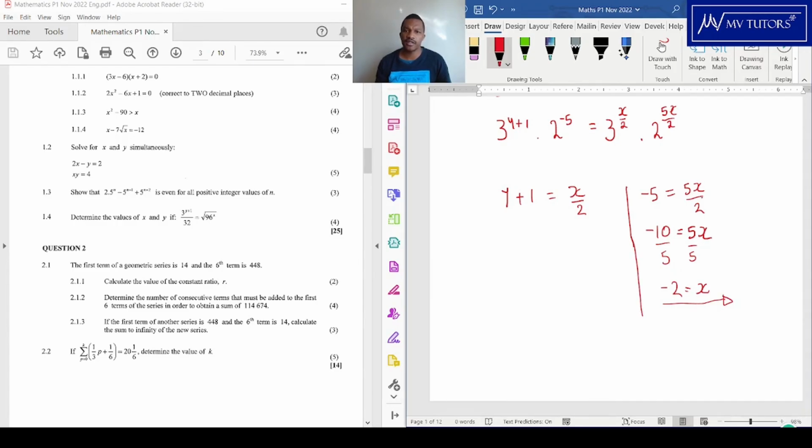Then I'll take that minus 2 such that I have y plus 1 is equal to, where I have an x, I'll substitute minus 2 over 2. And then I have y plus 1 is equal to minus 2 over 2, which is minus 1. Then if I bring this 1 on the other side, it becomes minus 1, minus 1, minus 1 is minus 2. So y is also minus 2. Okay. Well, that was the last part of the question.